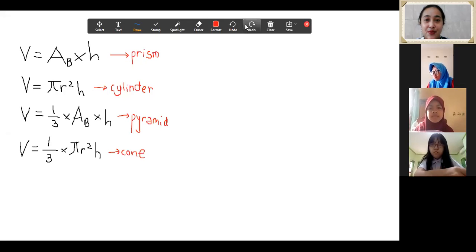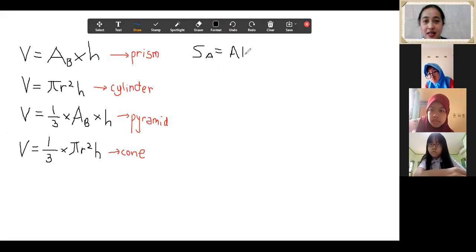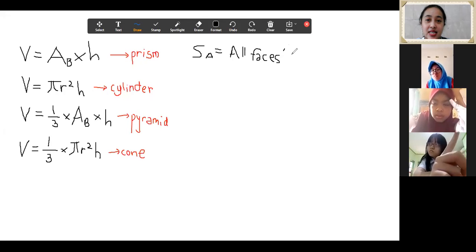And what if we want to find the surface area? Basically, the surface area is the total of the area of all faces. Okay, back to the cube. If we have a cube whose side is 2 meters, what is the surface area?